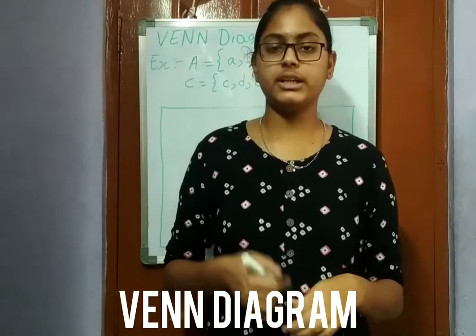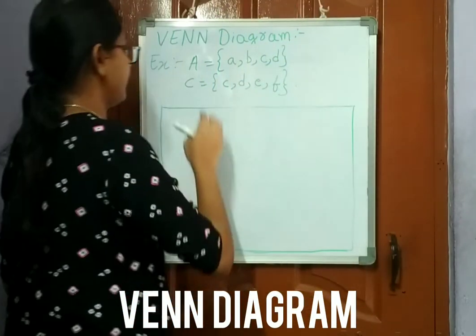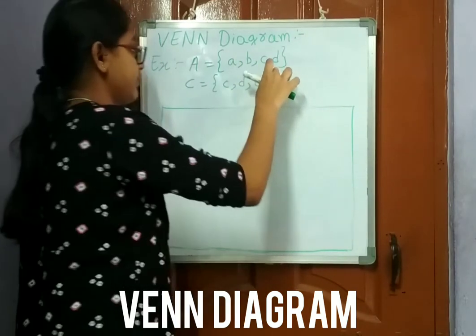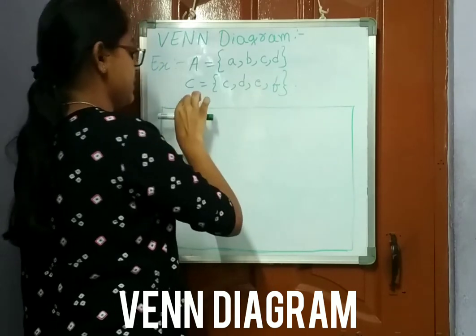Now, let's take a look at another example and try to draw a Venn diagram for it. We have been given 2 sets, that is A, B, C, D as a set of A, and C, D, E, F as a set of C.